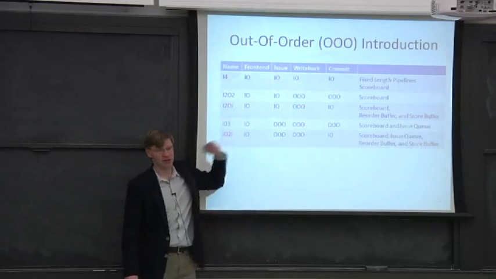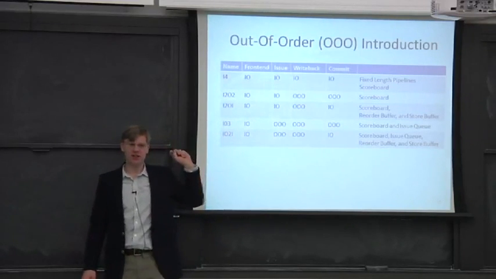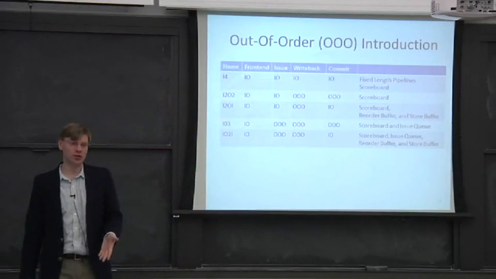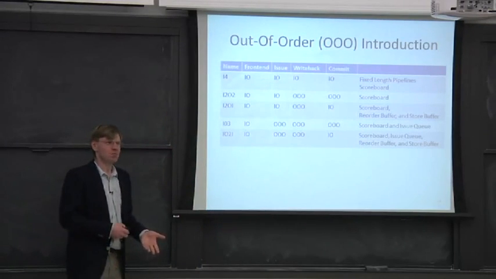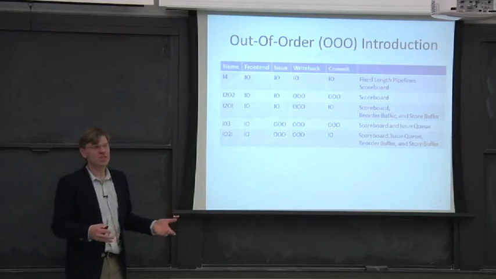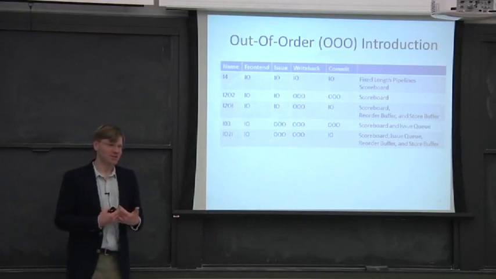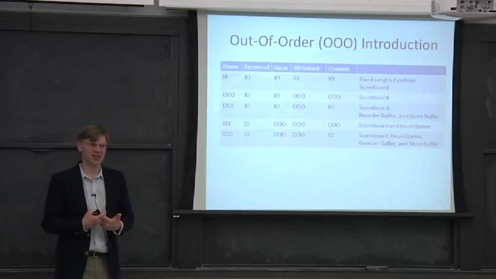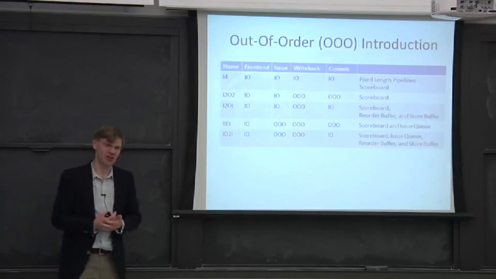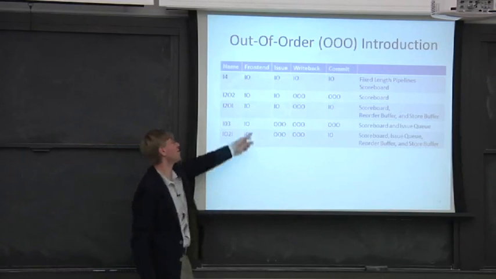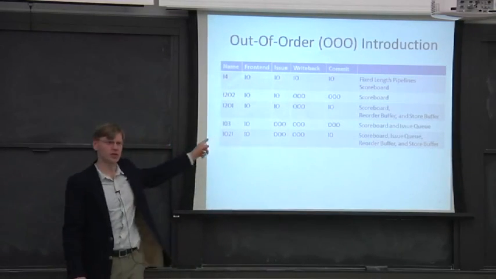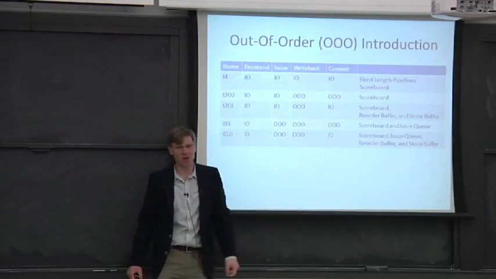Okay, so let's talk about different portions of a pipeline that can be in order versus out of order. The front end. So what do I mean by the front end? The front end is instruction fetch, and probably decode. This is pretty hard to do out of order, because unless you can actually predict the future, it's pretty hard to know. So most of the machines we're going to be looking at have the front end being in order. So IO here means in order, OOO means out of order.